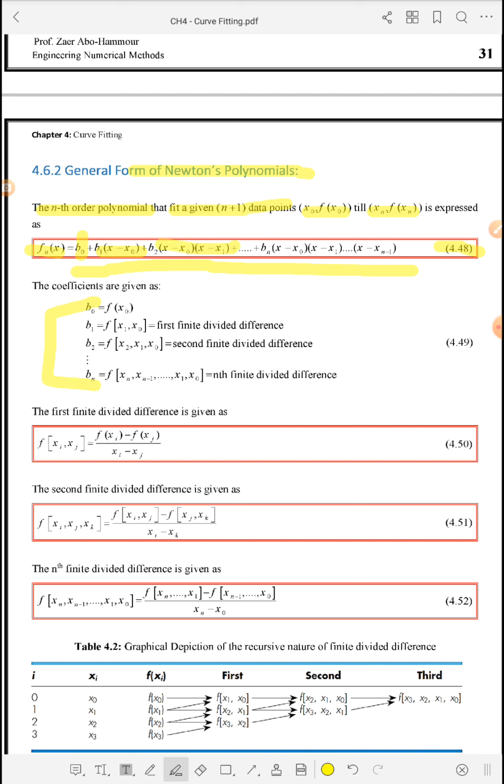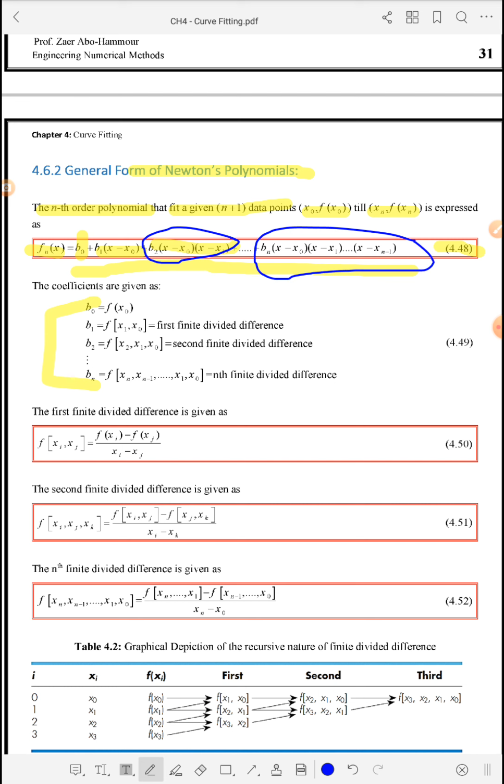The third term, this one, if we simplify this term b naught x minus x naught x minus x1, we will get a constant, a first order term and a second order term. So if we simplify this term, we will get a polynomial of order 2 containing a constant, x to the power 1 and x to the power 2, and so on until we reach the last term.